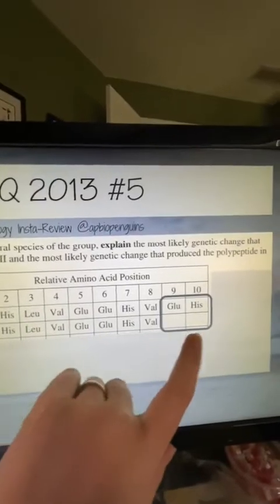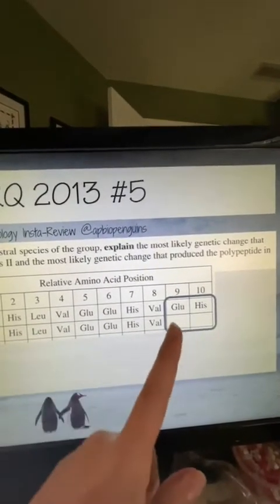And again, we're looking at a picture. The picture shows us that we no longer have these amino acids here. We had a premature stop.